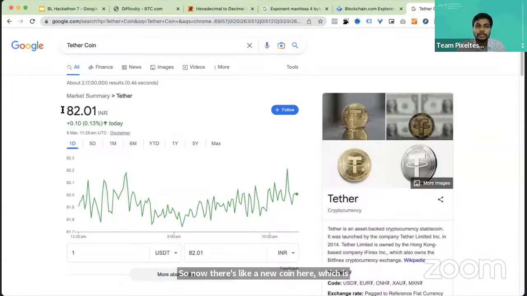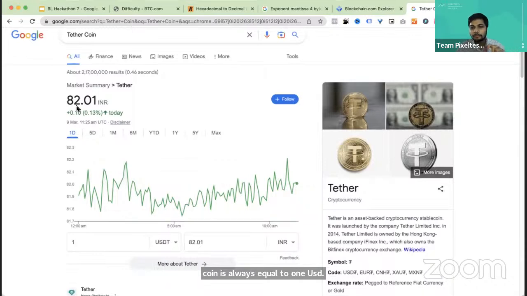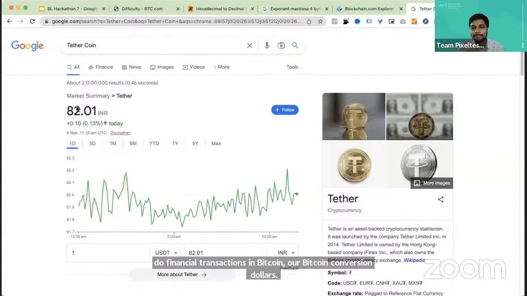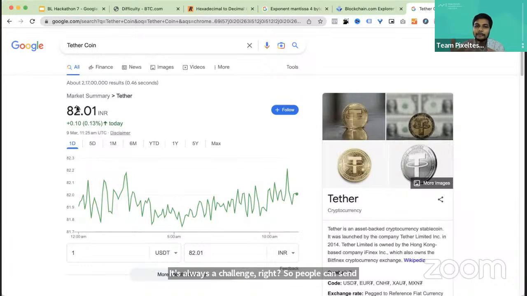So now there's a coin here, which is Tether, right? Every other coin has its different application. Now this coin is always equal to 1 USD in value, right? So what application does this have? When you are trying to do financial transactions in Bitcoin, the Bitcoin to dollar conversion is always a challenge, right? So people can send Tethers, which is nothing but dollars. For example, if I send 2 Tethers, which is $2, it becomes a little easier. You can later convert it or get it into your wallet, get it into cash. You upload dollars, convert it into Tether dollars. It's just like an exchange, right?